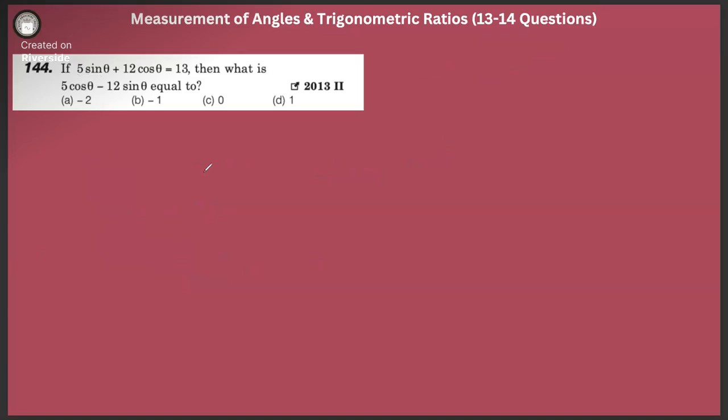Sir, can't we use the formula? Which form? There's this formula: A cos theta minus B sine theta is equal to root of A square plus B square minus C square. We can substitute values and find it now, sir. So C is the constant, C square. What should we put in place of C? That 13 square. So 169 will be there. So is it 0? Yes, sir. 25 plus 144 gives 169. So 169 minus 169 gives 0.